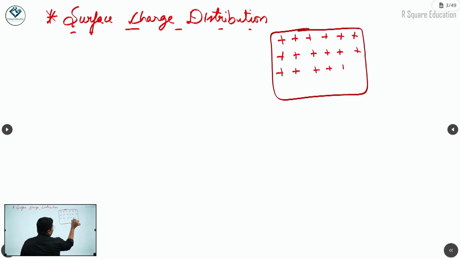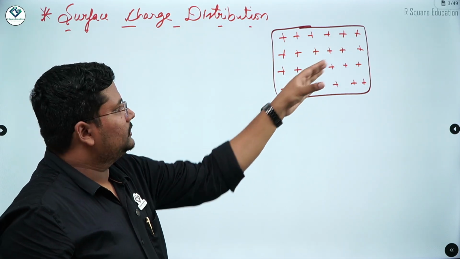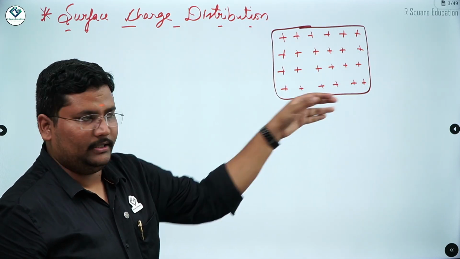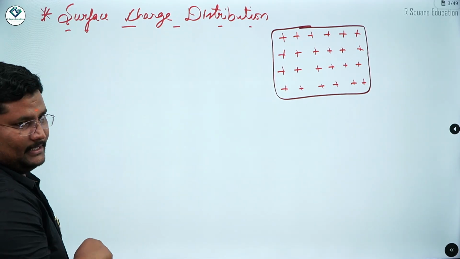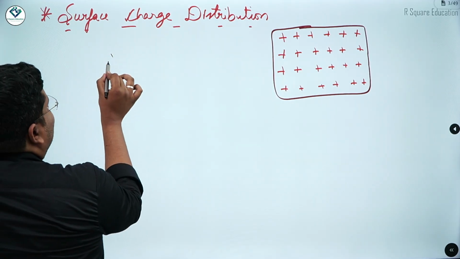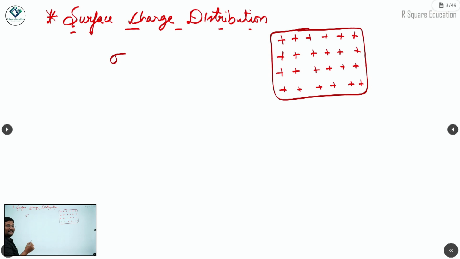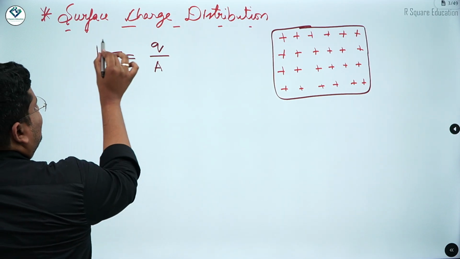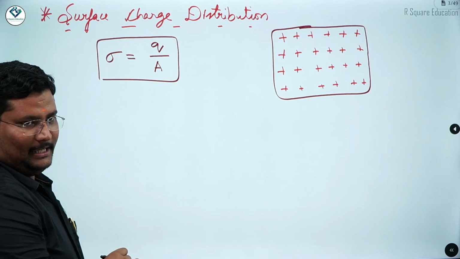So it is not necessary that it should be always positive. You can also take negative. So I have distributed Q amount of charge, say for example, through the entire surface. Now this charge density is going to be denoted as sigma. Sigma is going to be surface charge density, and if I take the total charge as Q and its area as A or S, whatever you take, then the surface charge density will be Q by A.